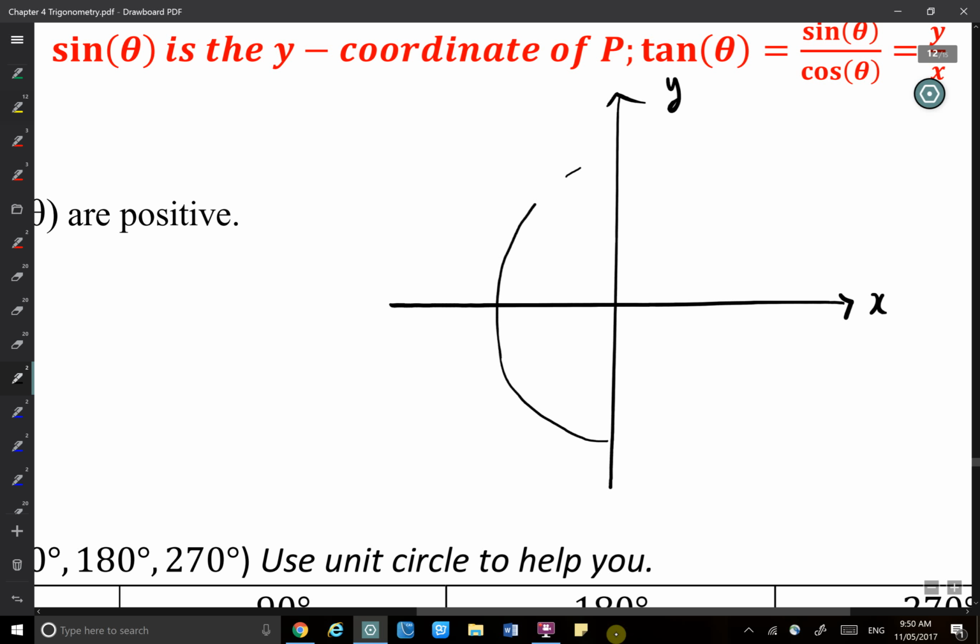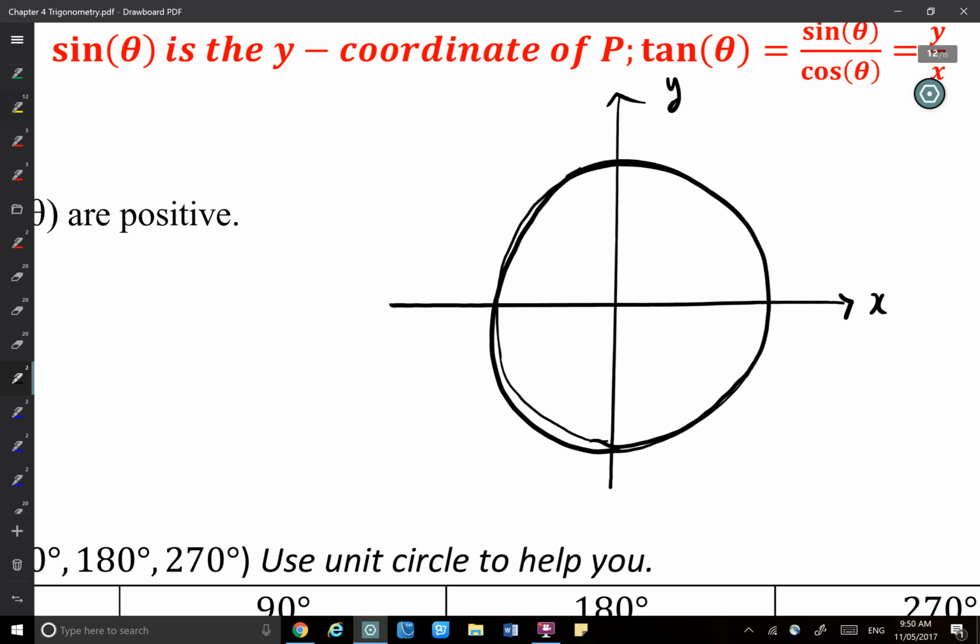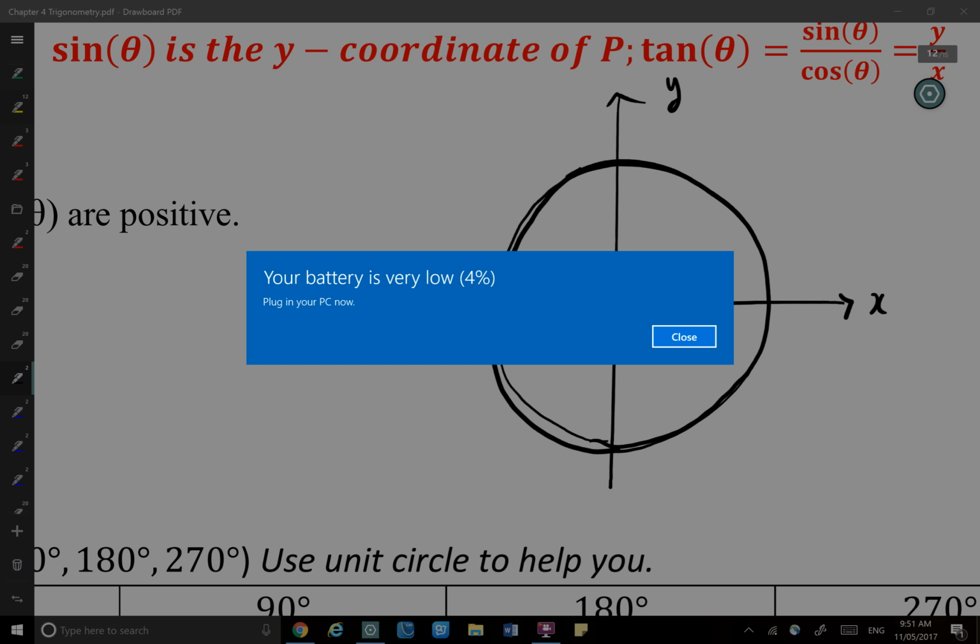Okay, I can't really draw a good circle, but let's say that's a unit circle. Let's see the angles between 0 to 90 degrees, or say all the angles in the first quadrant, will touch this. Let's see the coordinates in the first quadrant.